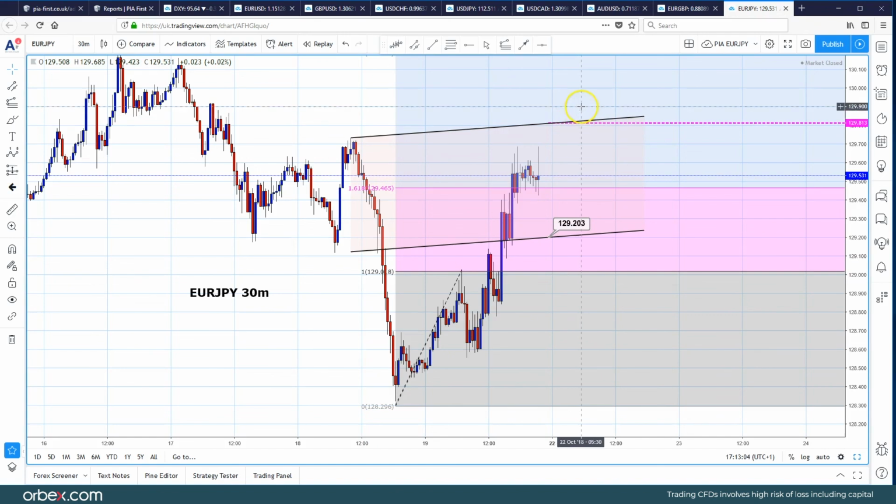Quite an impulsive rally though, and that would probably mean that the correction to the downside is limited. But you know, 129.22, if we look over here, it's a previous area of support. It's going to be quite a decent area to get in for a long-term move to the upside for euro yen, at least going into next week.